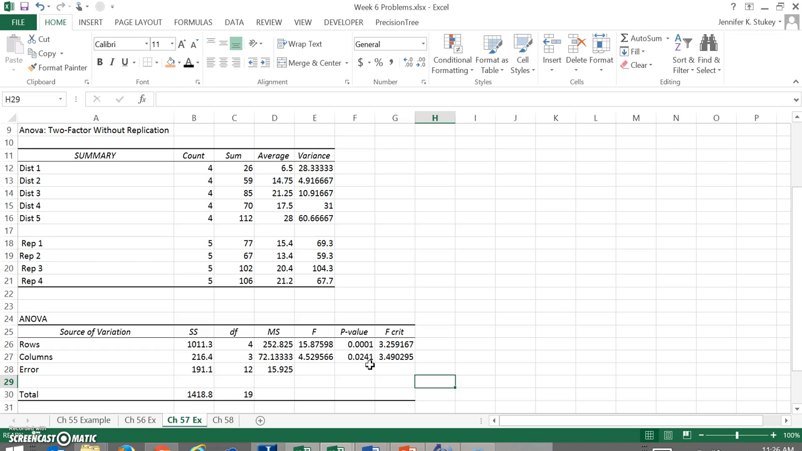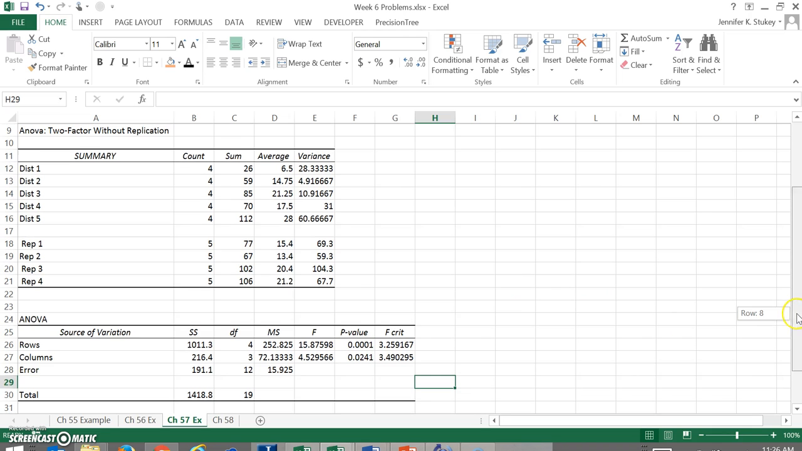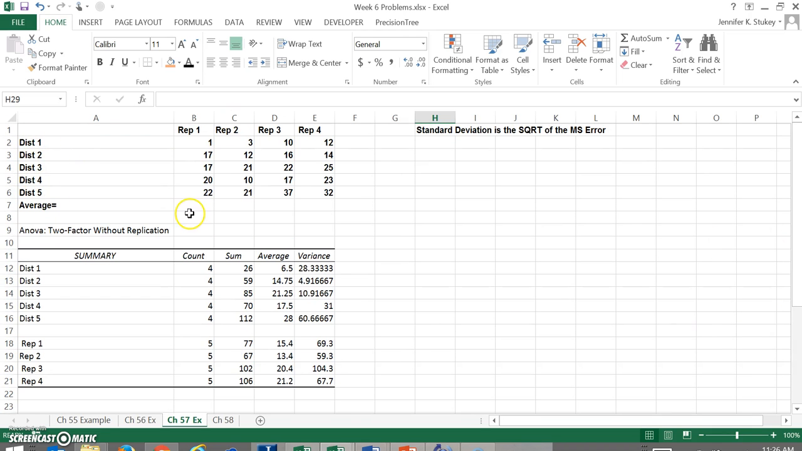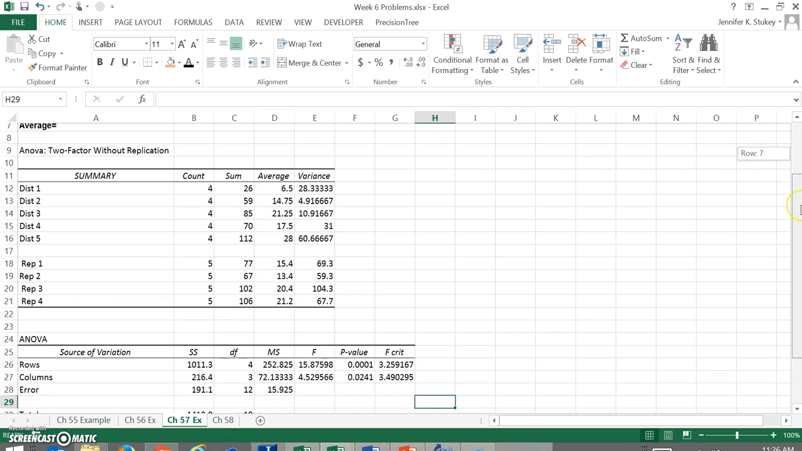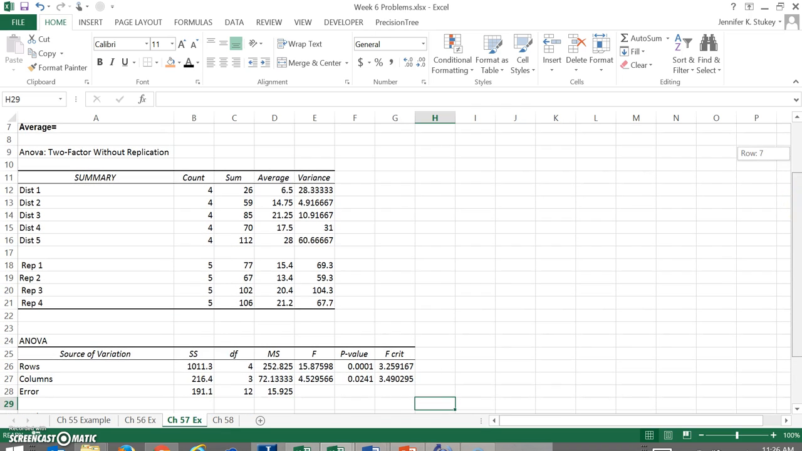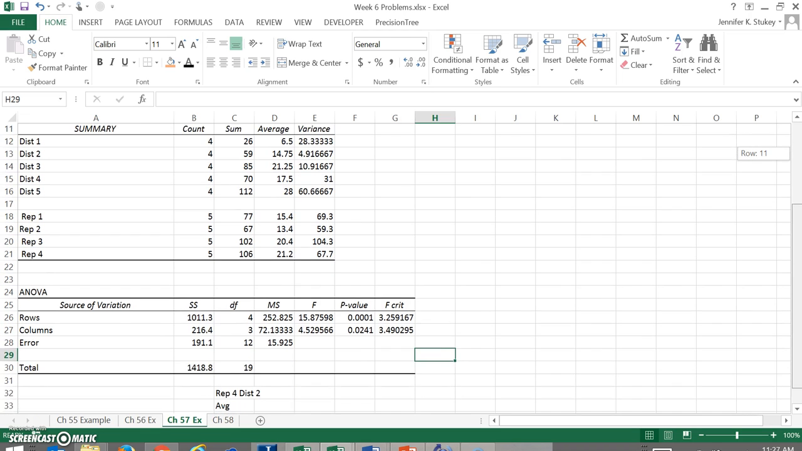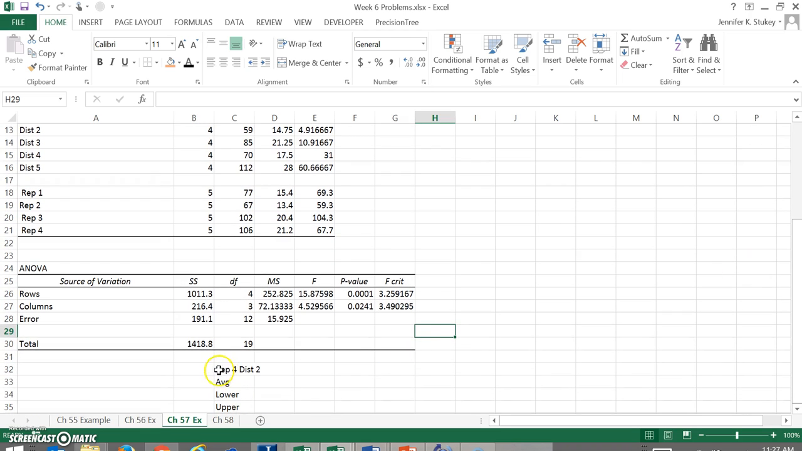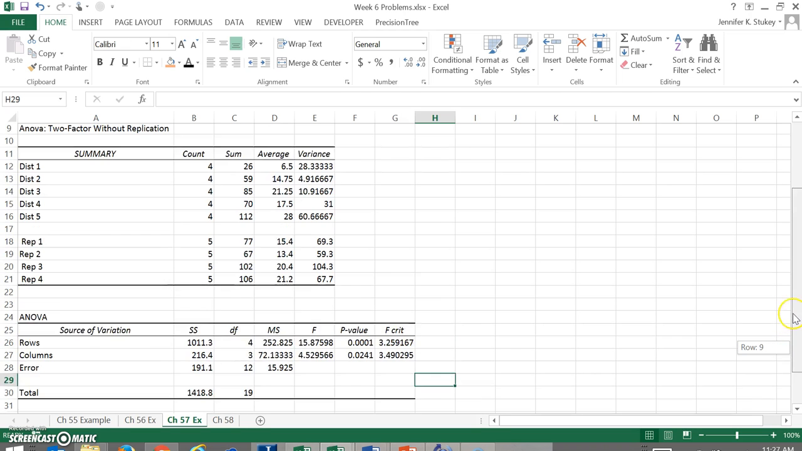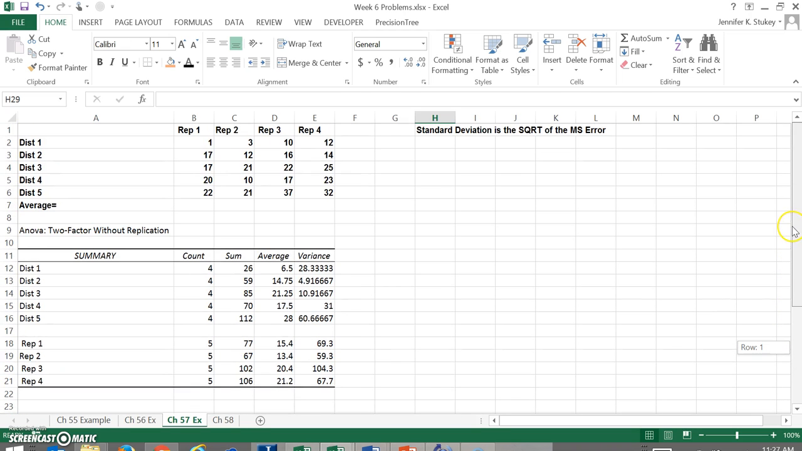So what this is telling us is that both the data in the rows, which is the districts, and the data in the columns, which is the representatives, are significant in predicting sales. So there is a significant difference in the groups, and it is significant both on rows and columns. Now, what if we wanted to predict the sales for representative 4 when they were assigned to district 2? Well, first of all, we need to calculate some more data in order to be able to do this.